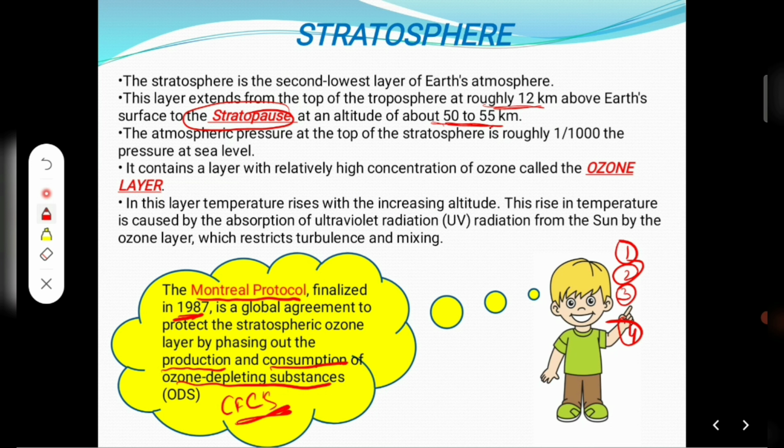The atmospheric pressure at the top of the stratosphere is 1 by 1000 of the pressure at sea level. This is a very important thing. The pressure is decreasing continuously. It is 1 by 1000 of the pressure at sea level.